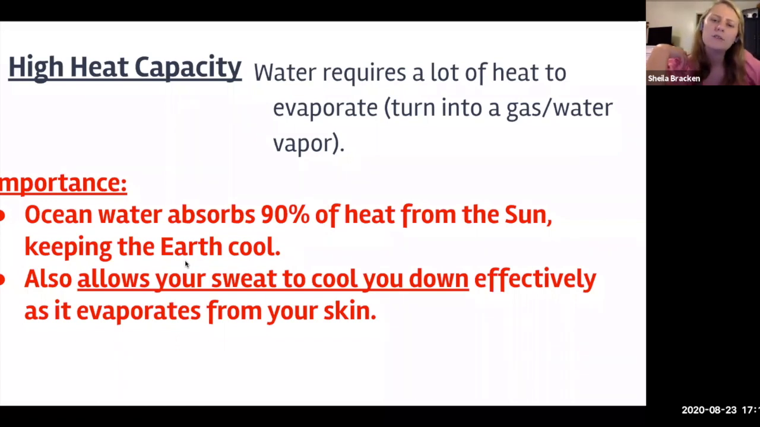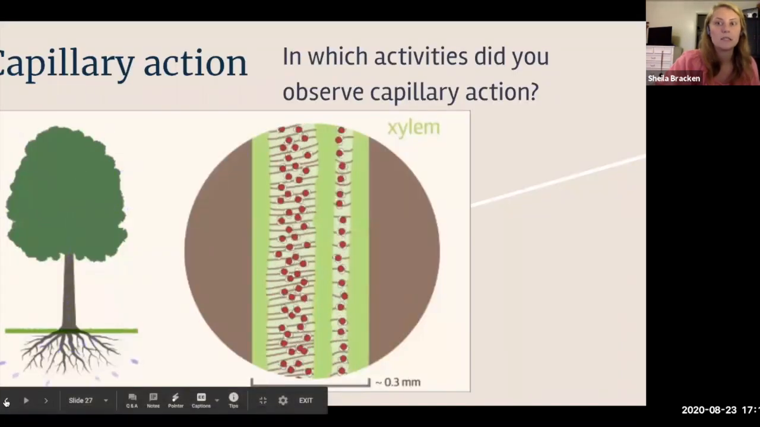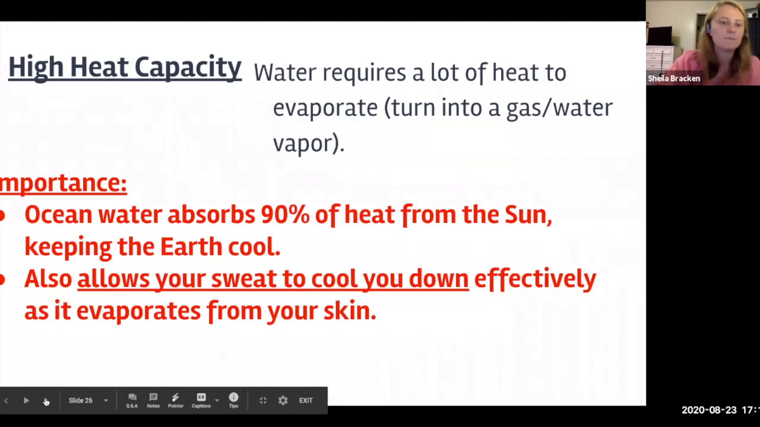It also allows your sweat to cool you down because it takes so much energy as heat. Heat is a type of energy, remember, because it takes so much for that sweat to be evaporated off your skin. Whenever it evaporates, it's taking that heat energy with it, and it's actually cooling your skin down. So that's very important. I like when my sweat evaporates and it cools me down.